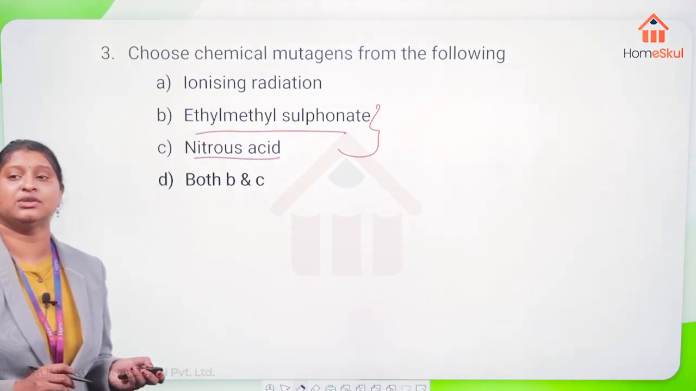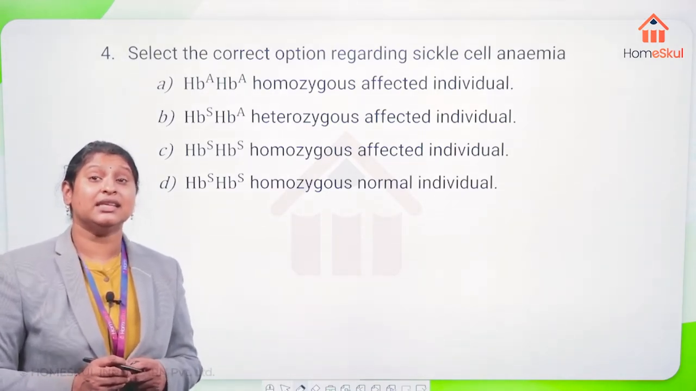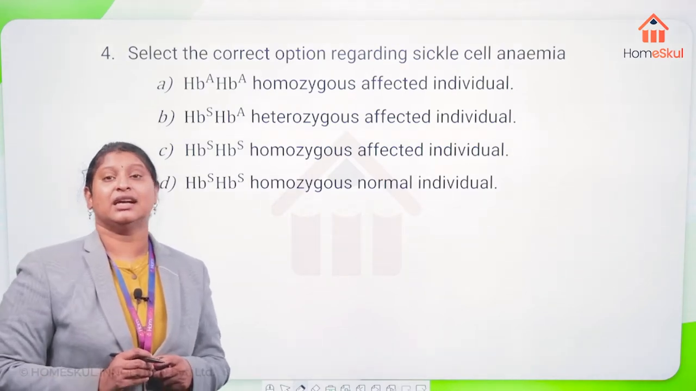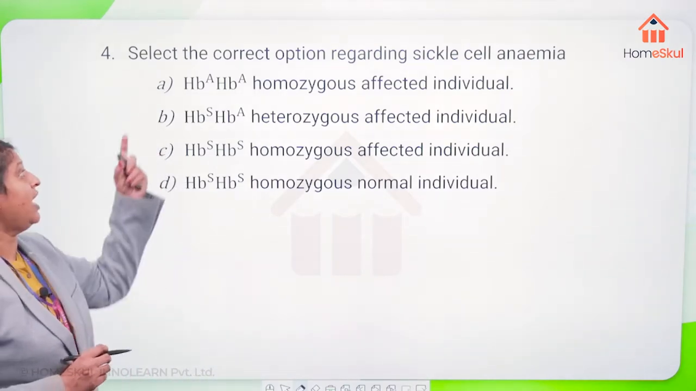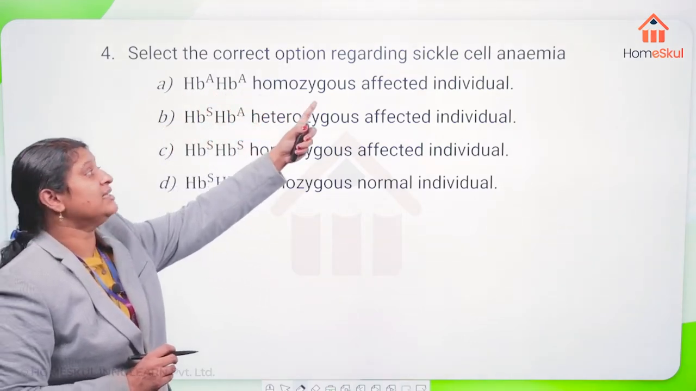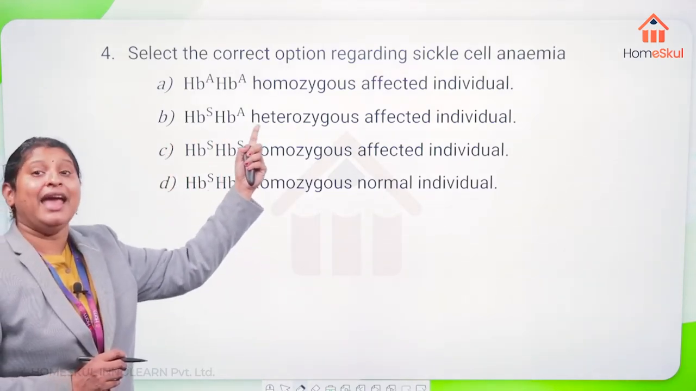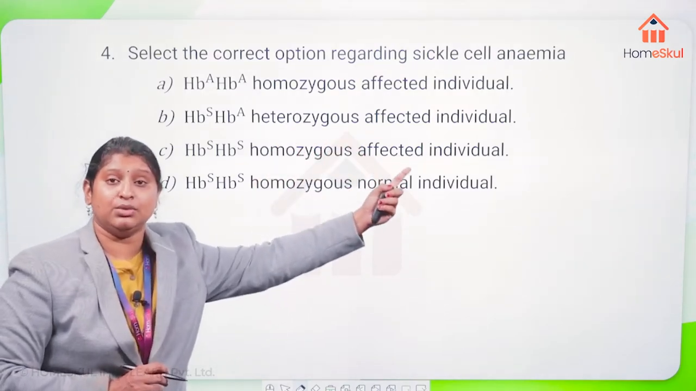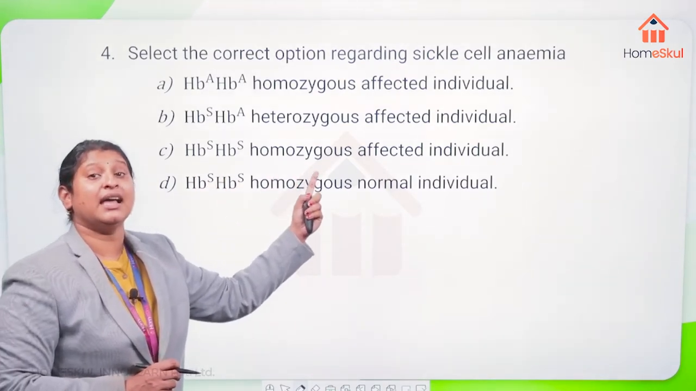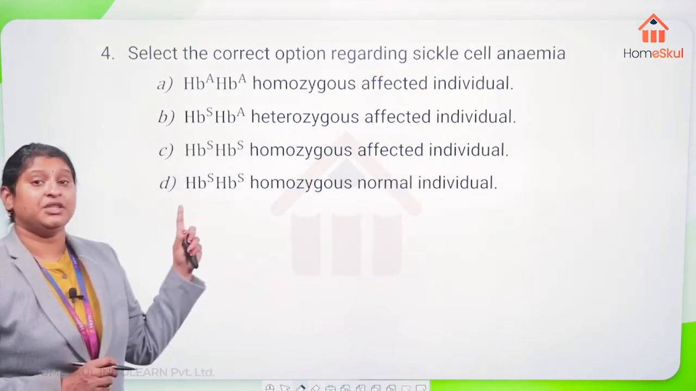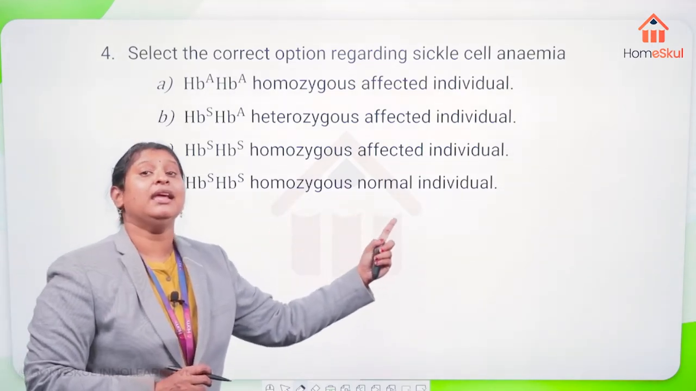Now we are moving on to the next question: select the correct option regarding sickle cell anemia. Option A, HbA HbA, homozygous affected individual. Option B, HbS HbA, heterozygous affected individual. Option C, HbS HbS, homozygous affected individual. Option D, HbS HbS, homozygous normal individual.